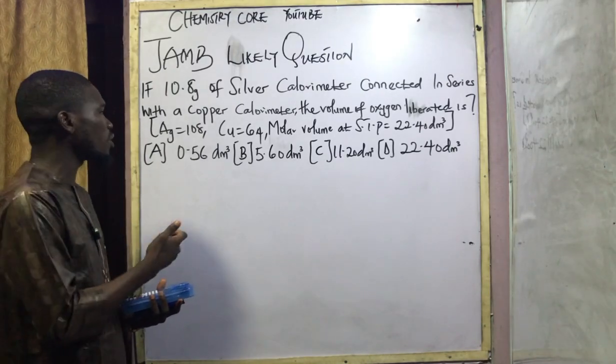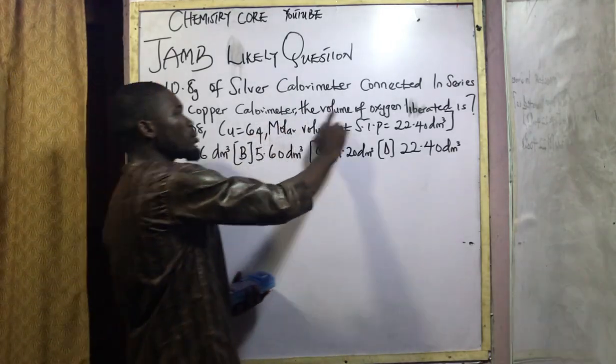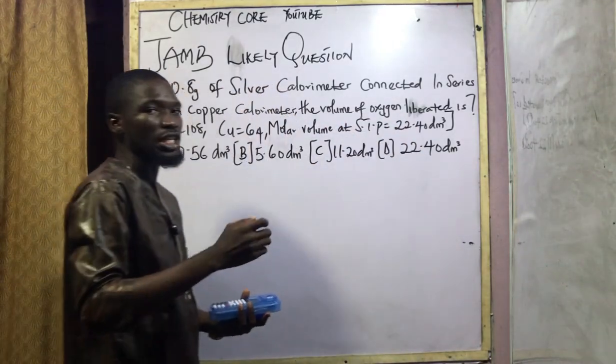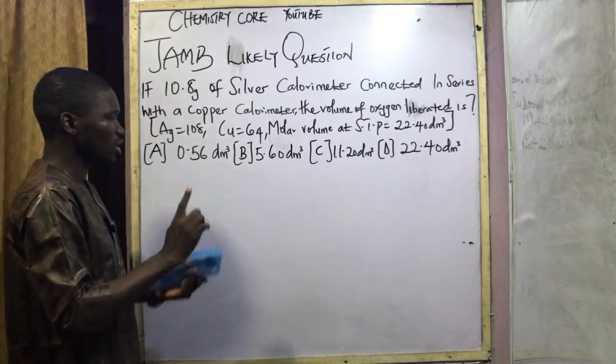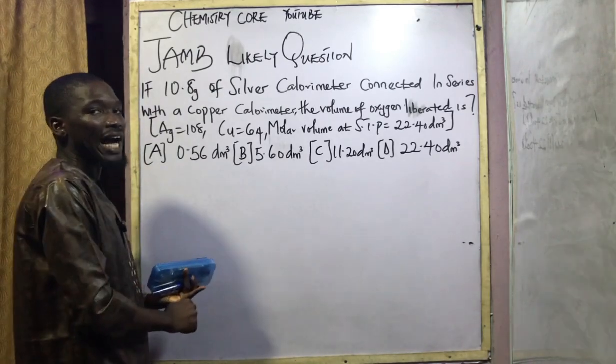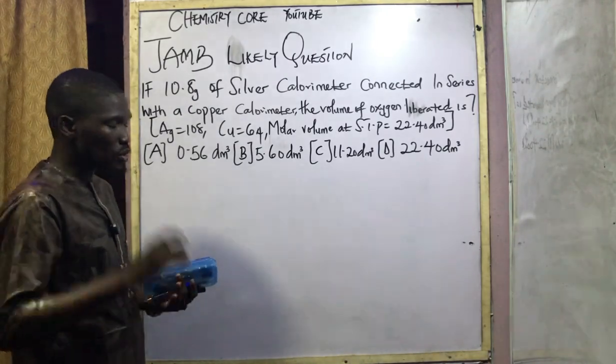And how can you solve this kind of question? One thing you need to know is that they said the volume of oxygen liberated is what? You don't have any issue with copper, in as much as you were not asked to look for the volume of copper. So come closer.